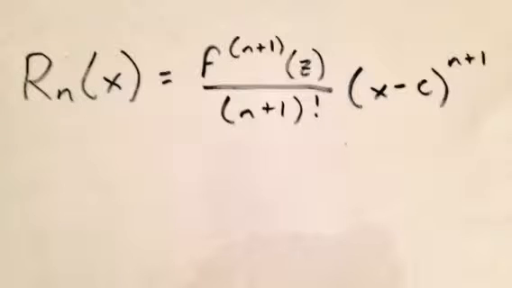So this is the equation for the remainder. You should note that f sub n plus 1 is the n plus 1 derivative of the function. So f sub n plus 1 of z over n plus 1 factorial times x minus c to the n plus 1.